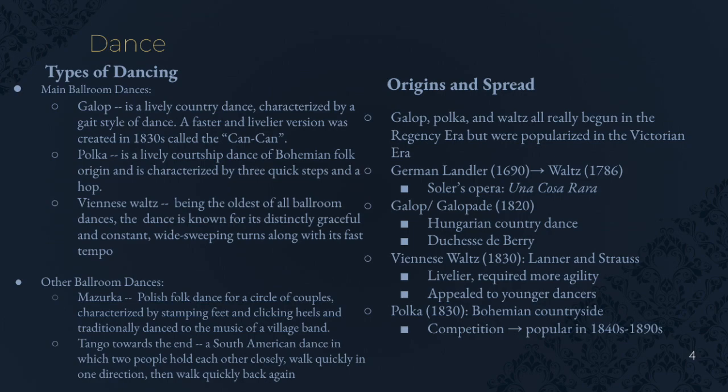Moving on, there existed the polka, which is a lively courtship dance of Bohemian folk origin and is characterized by 3 quick steps and a hop. It became an overnight sensation.